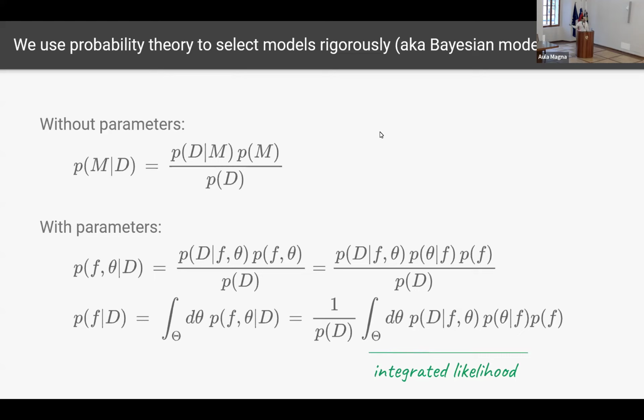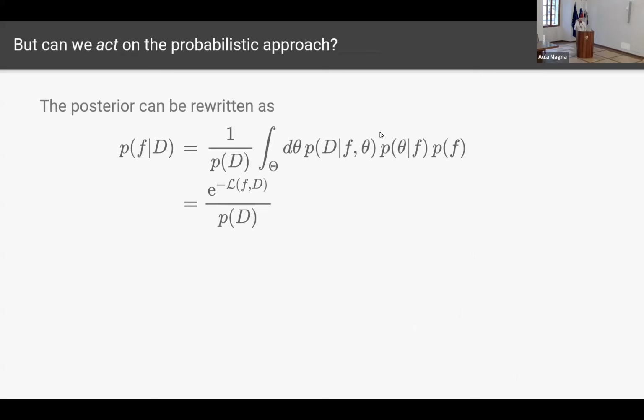Now, the question is not whether this is the correct way of doing it or not. The question is whether it is useful or not. Can we use it for something or not? And the answer is that with some approximations, we can. So again, this is just what I've written in the previous slide. The probability of the model given the data, of a given expression given the data, is this integral here. And this is just a definition.